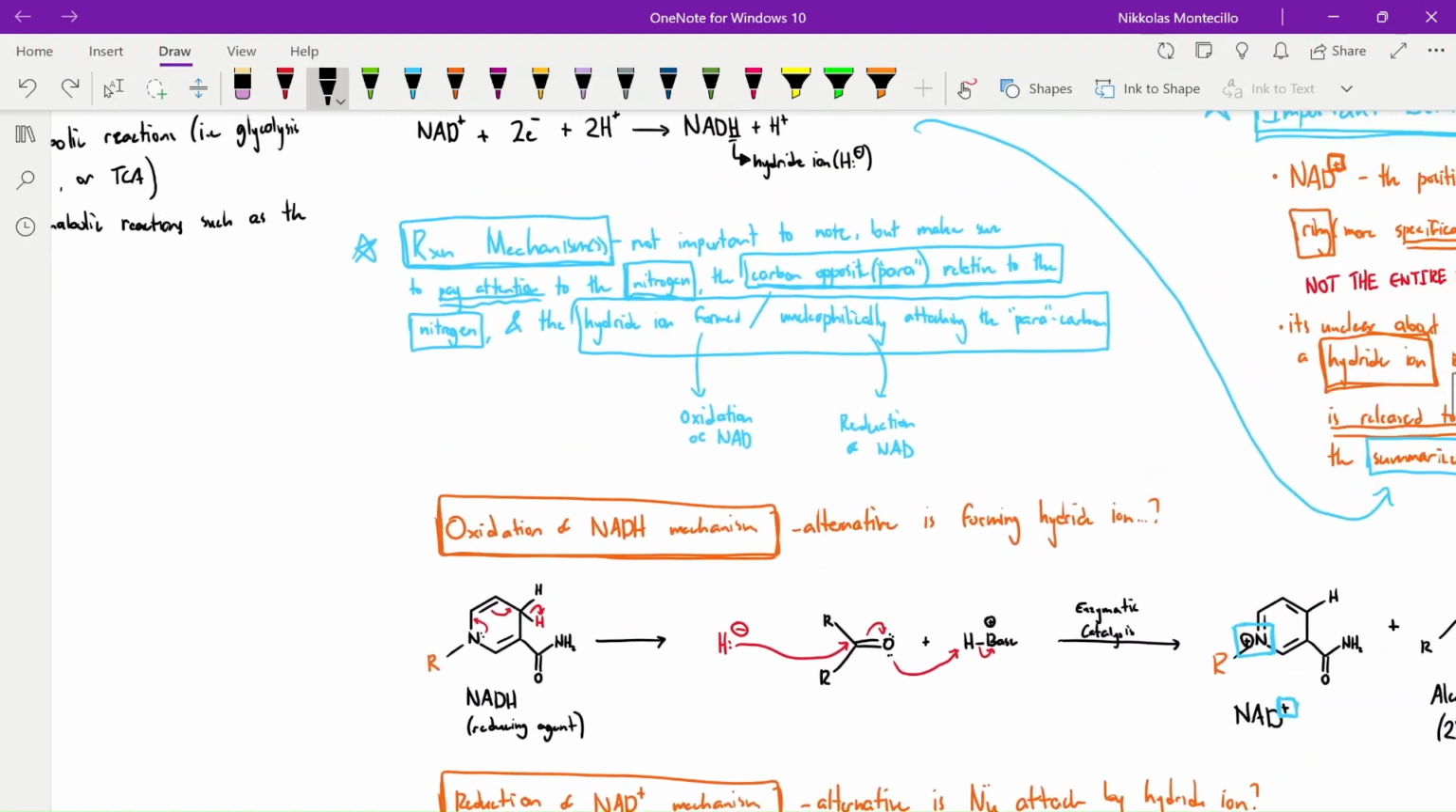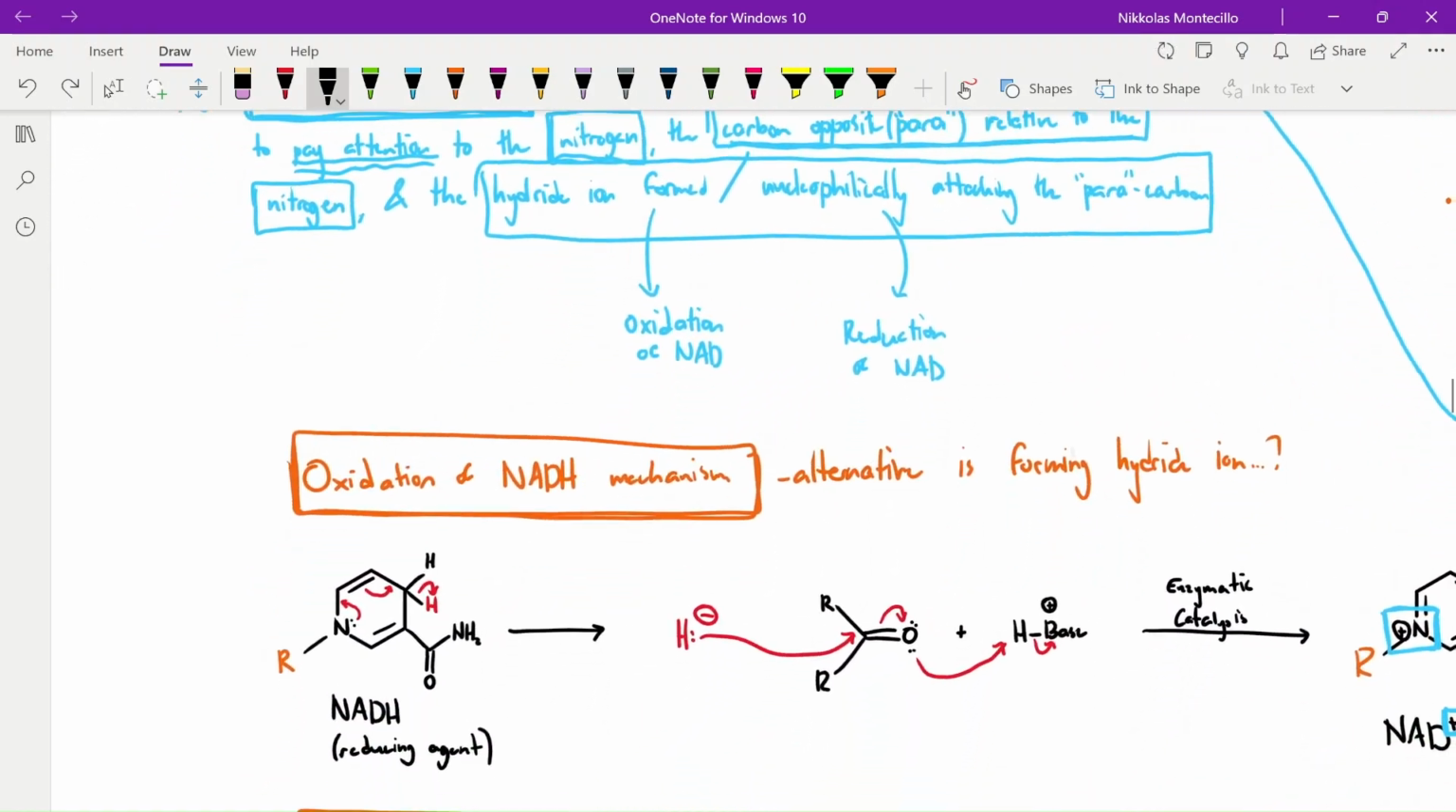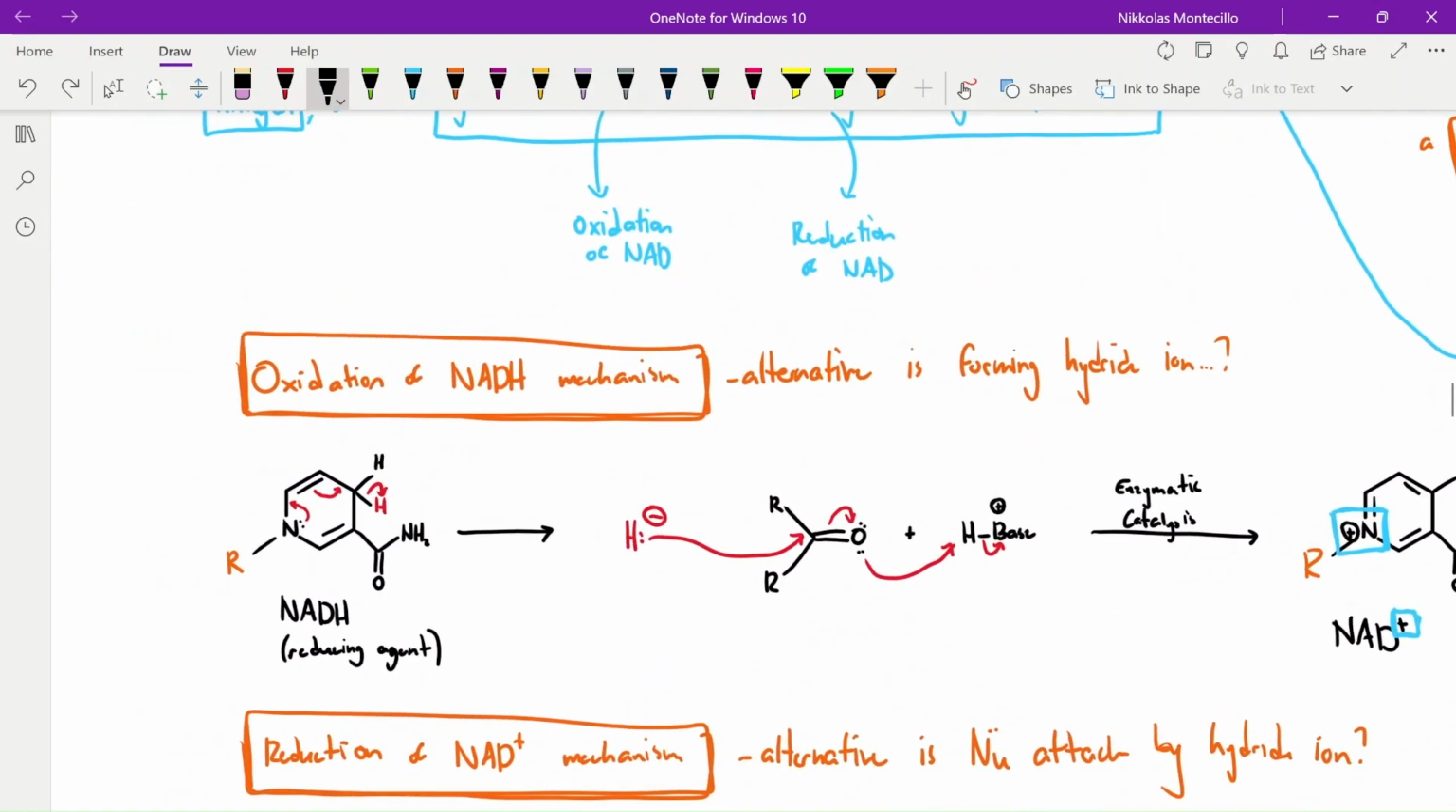So let's take a look at the individual mechanism shown here: the oxidation of NADH. We see an arrow-pushing mechanism where the electrons are pushed here, and these ones are pushed here, which essentially causes the formation of a leaving group, right?